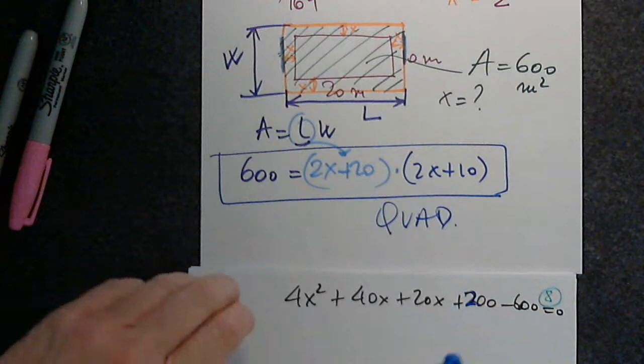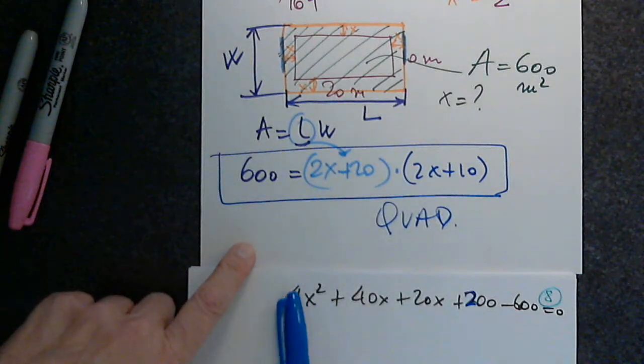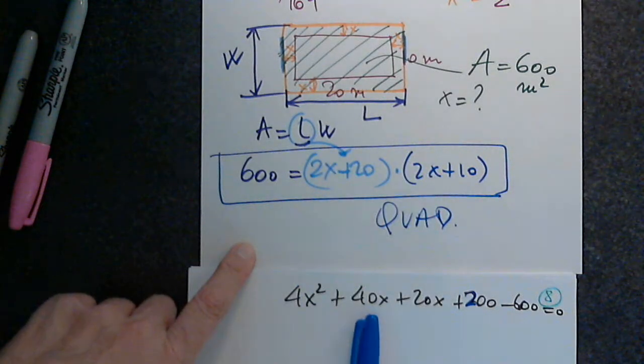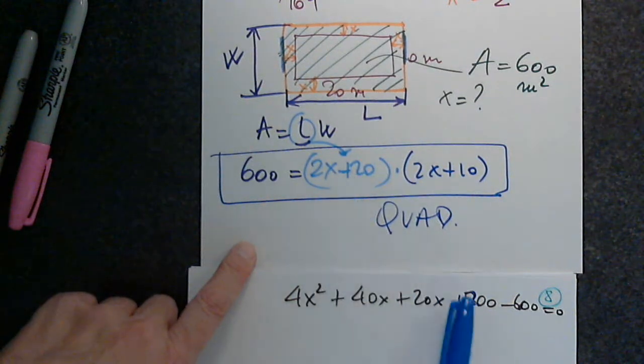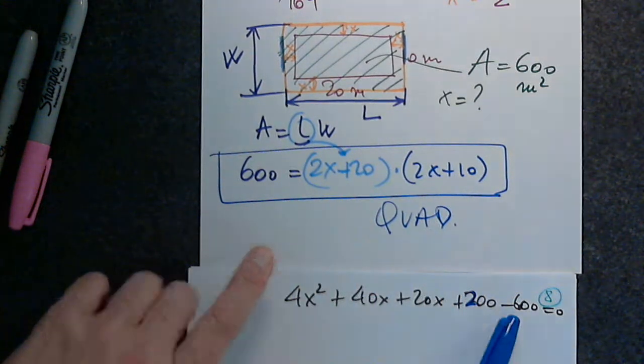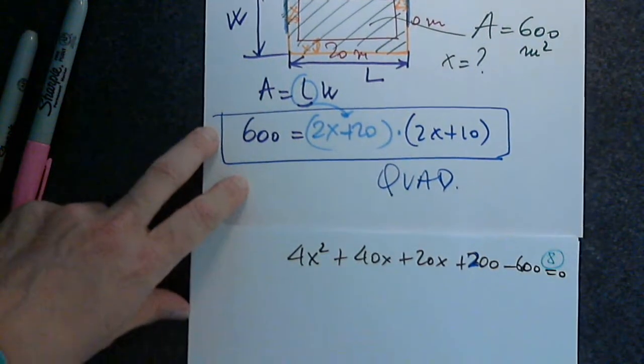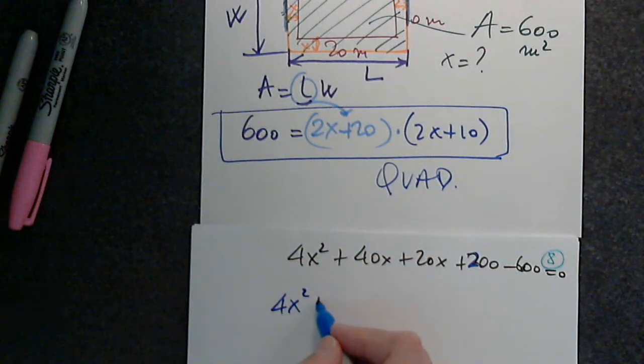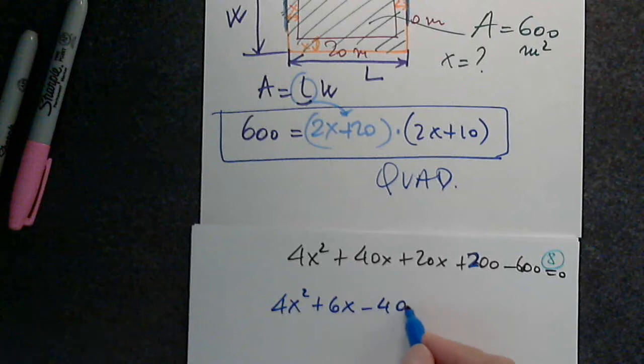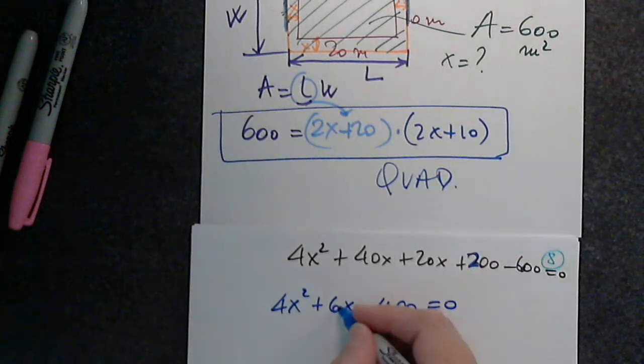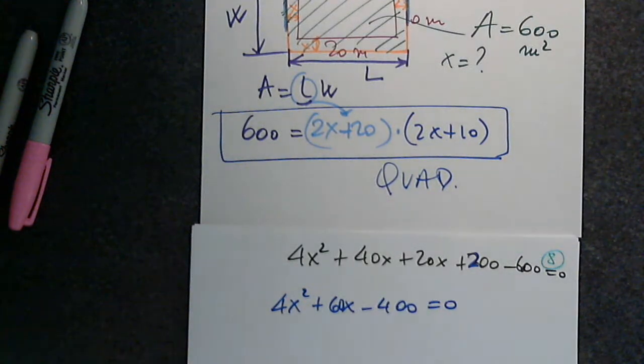So one more time. 2x times 2x is 4x squared. 2x times 20 is 40x. 10 times 2x is 20x, and 10 times 20 is 200. And then I had to move 600 to the other side. So in descending order, 4x squared plus 60x minus 400 equals 0. I meant 60 here, of course.